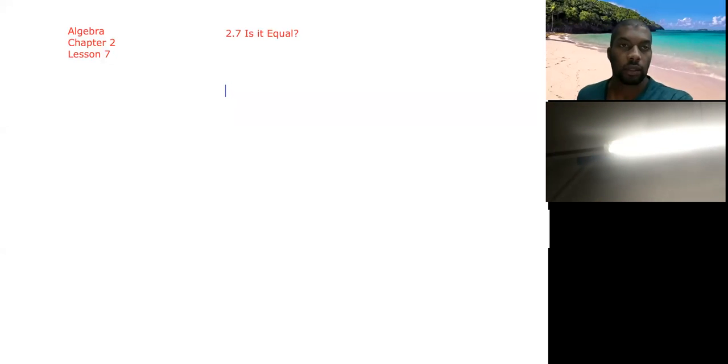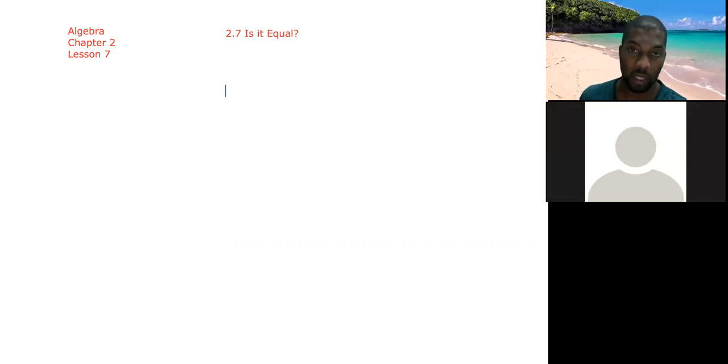Hello, everybody. Welcome back. This is Algebra Chapter 2, Lesson 7, or 2.7, Is it equal? Today, the question we're going to ask is, given two sets of equations, or two expressions, if you set them equal to each other, will they be equal? Or more specifically, will it be true if they are made equal to each other?